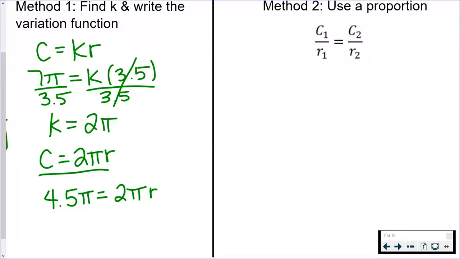So finding R when C is 4.5 pi means I'm just going to replace C with 4.5 pi, and now I'm going to solve for R by dividing both sides by 2 pi. Now, don't be alarmed by all of the pi's here. If you have a pi and then you're dividing by another pi, those are just going to cancel each other out. So all you have to do is 4.5 divided by 2.